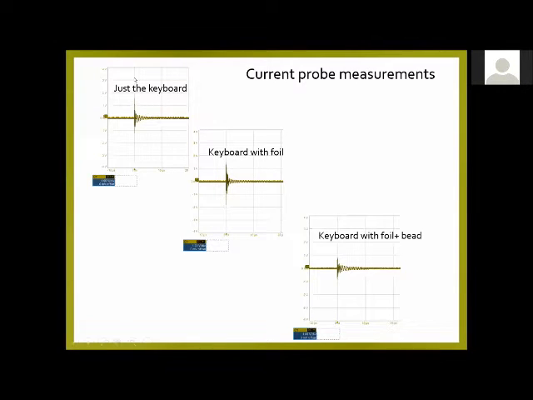And in fact, you can see a little bit of this if we take the current probe and use it to measure the transient voltage. There's a peak value somewhere here, I don't know, 1.5 volts. And then if you put foil on it, it maybe comes down a little bit. And then if you put the bead and the foil, it comes way down. And the best solution was the keyboard with the foil and the bead.